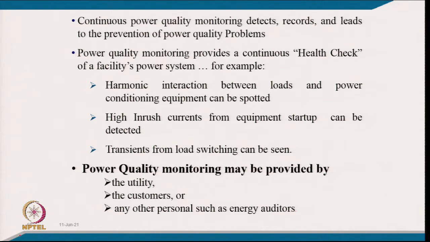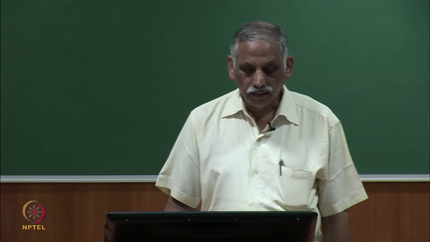For example, harmonic interaction between the loads and power conditioning equipment can be spotted, high inrush current from equipment startup can be detected, and transients from load switching can be seen. And this power quality monitoring may be provided by either the utility, the customer, or any other person such as an energy auditor appointed by either the industry or the utility.